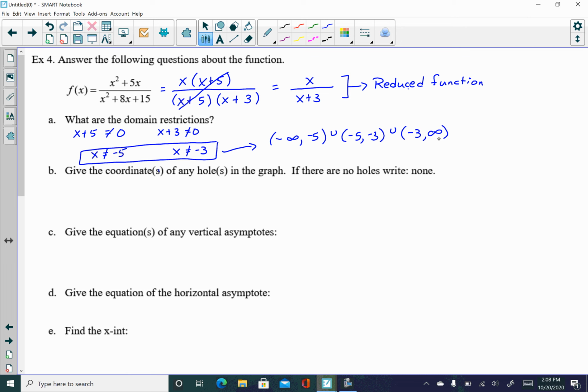Part B wants us to give the coordinate of any holes in the graph. So like we said, we had this x plus 5 cancel out.